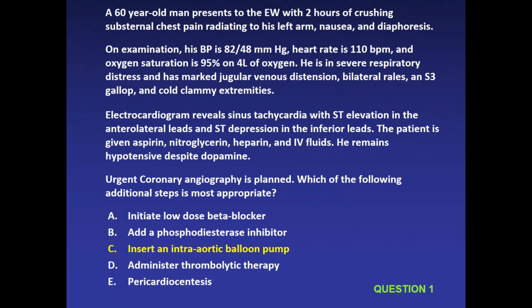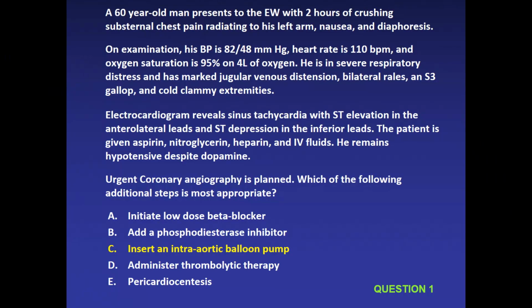So the answer here is insert an intra-aortic balloon pump. And the rationale is that answer A, this is a patient with ST segment elevation myocardial infarction, complicated by cardiogenic shock. That has low output despite inotropic support with dopamine. The patient has a low blood pressure on dopamine at a high dose.